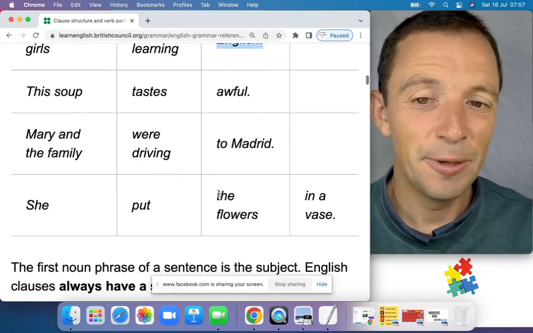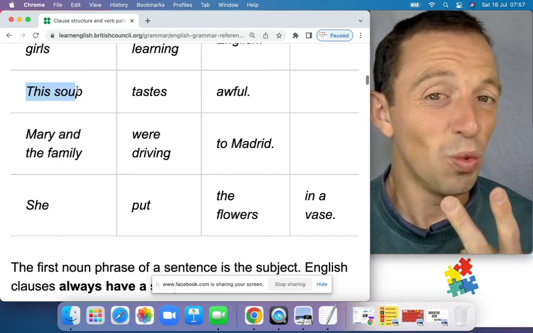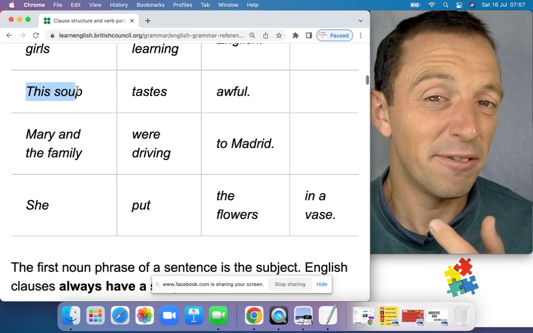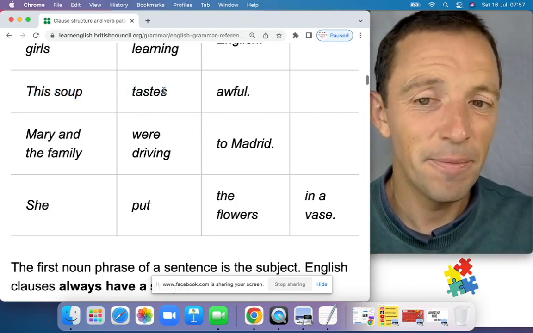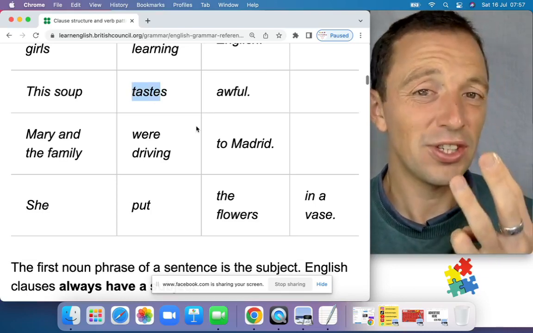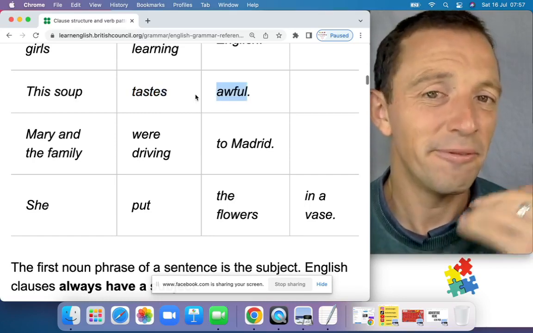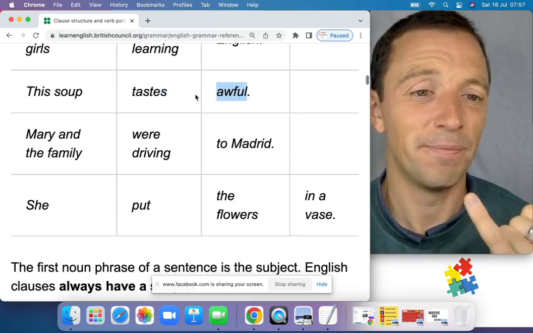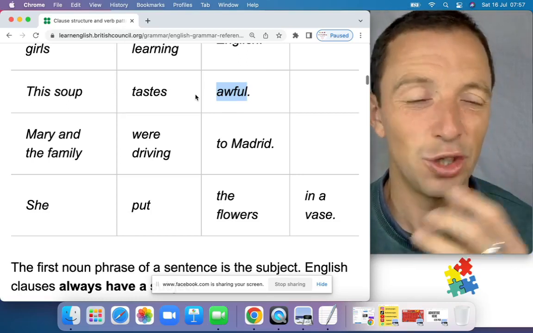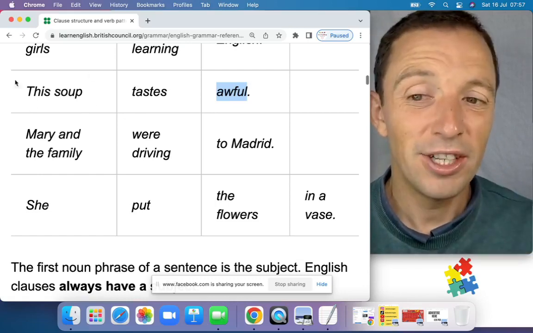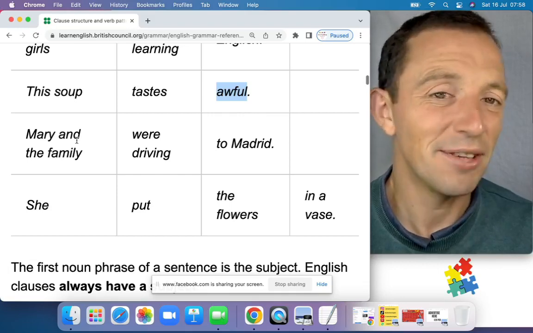Okay, next. This soup is the subject, and it's two words, so it's considered a type of phrase, a noun phrase. Taste is the verb, and it's the third person, so it has the S, tastes. This soup tastes awful, very bad, terrible, dreadful. That was a nice word yesterday. Dreadful, awful, terrible, really, really bad. So this soup tastes awful. Noun phrase, verb phrase, and object or adjective.